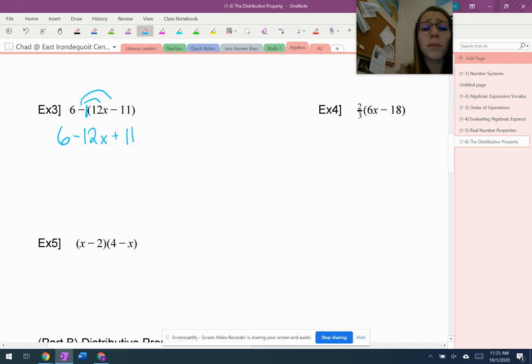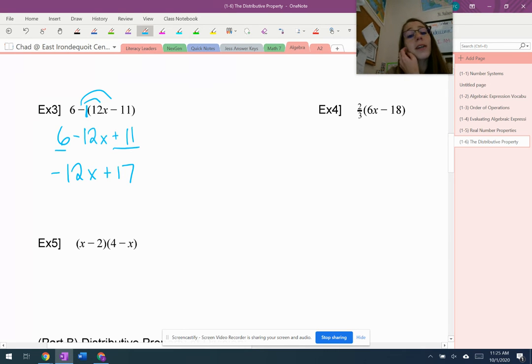I've got one more step here because I can combine those like terms. That 6 and that 11 are like terms. So -12x, 6 plus the 11 gives me a positive 17. So -12x plus 17 is my simplified answer.